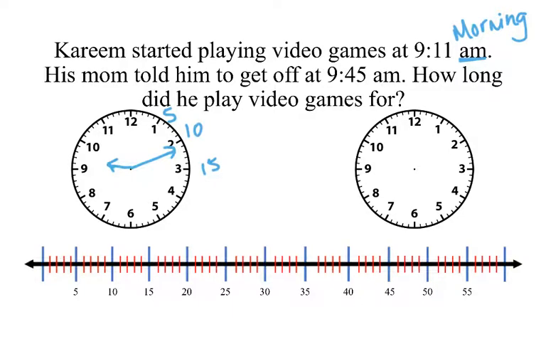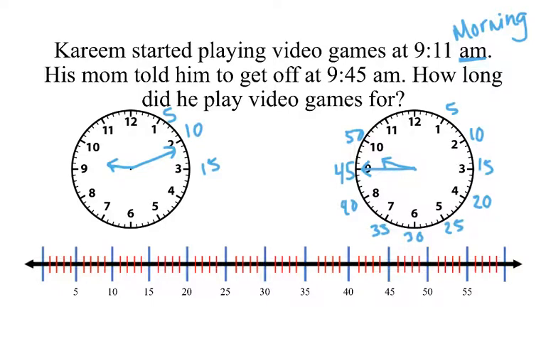Okay. His mom told him to get off at 9:45. So my hour hand is still between 9 and 10. And then I need to go to 9:45. I'm counting by 5s right now. All right, I can stop there because I've already gotten to 9:45. So my minute hand is going to go straight at the 9. Right? So 9:45. I showed it.